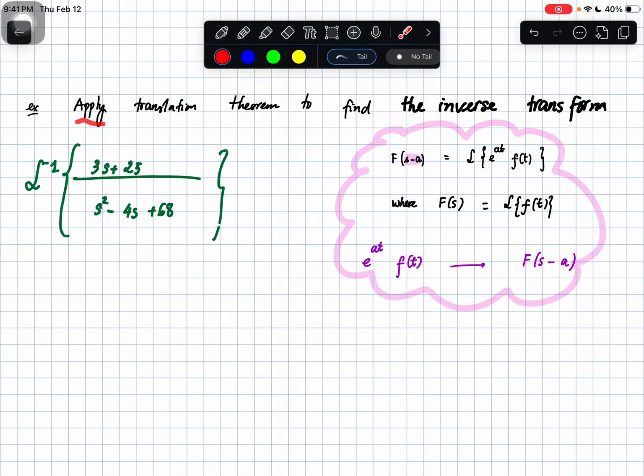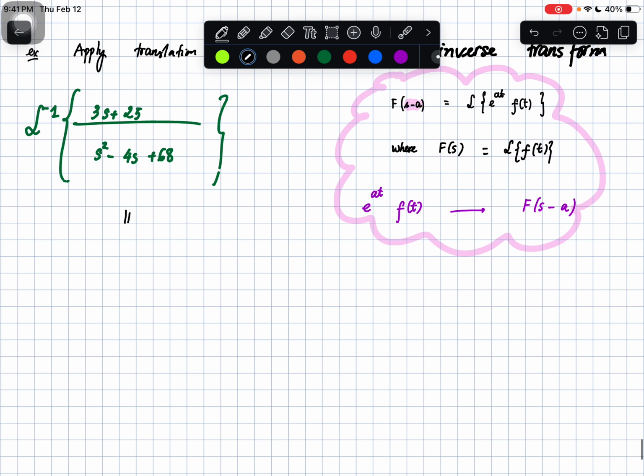This is an example applying the translation theorems to find the inverse transform. The translation theorem is this one, the translation on the s-axis. It transforms the function e to the at f(t) to the function big F(s minus a). So we try to get this into the form big F(s minus a), and then take the inverse transform of that. So let's look at the denominators.